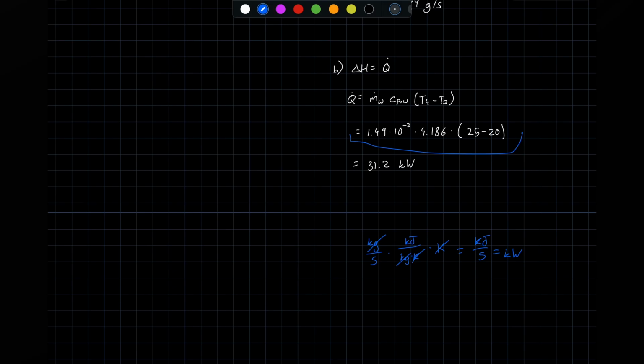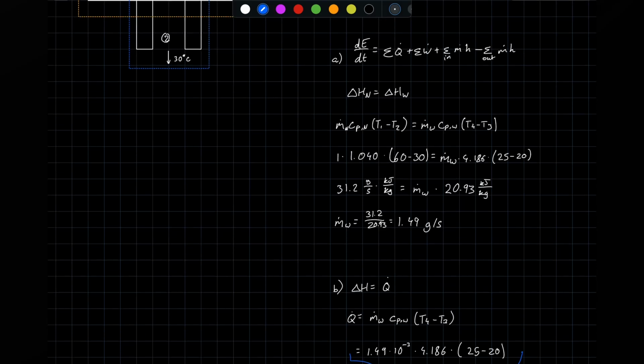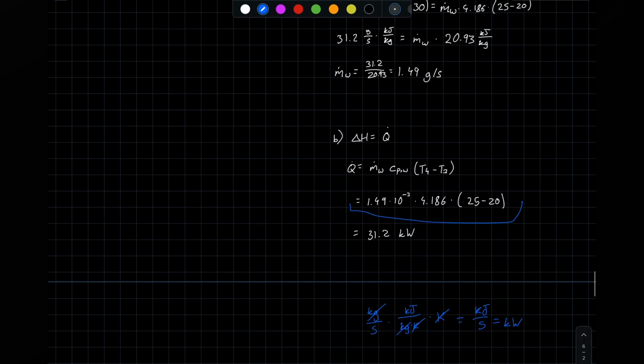If you just change the heat capacities from kilojoules to joules, obviously keeping the number the same, you do get 31.2 watts instead of kilowatts. And because this discrepancy comes from the specific heat capacities, you don't actually see it in part A. So in part A, you do still get that 1.49 grams per second, but in part B, you do see the discrepancy. But yeah, I wouldn't worry about it. The procedure is correct.